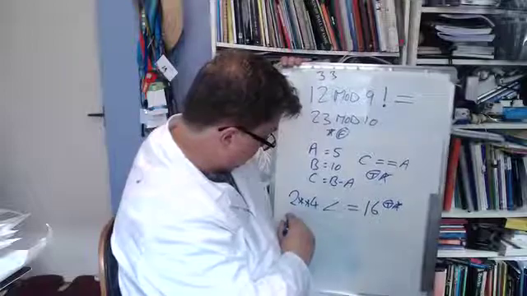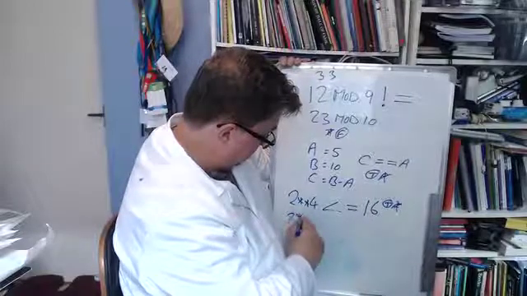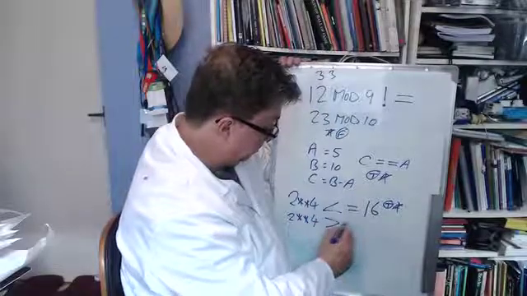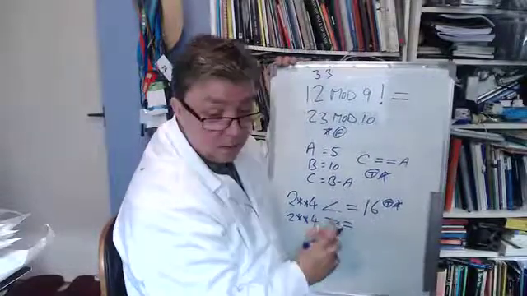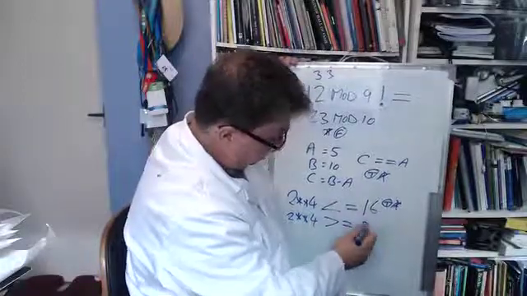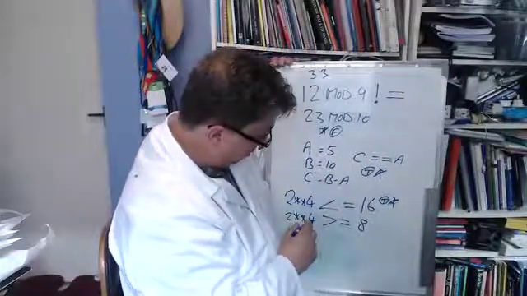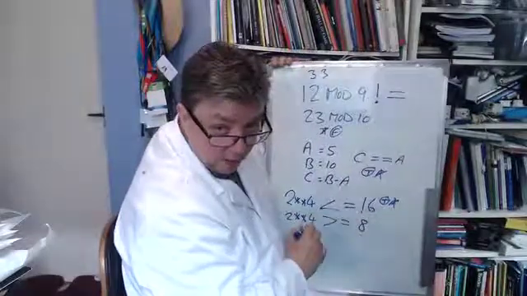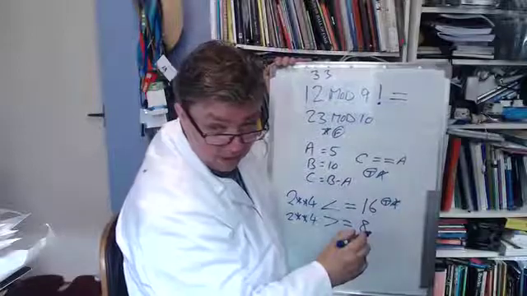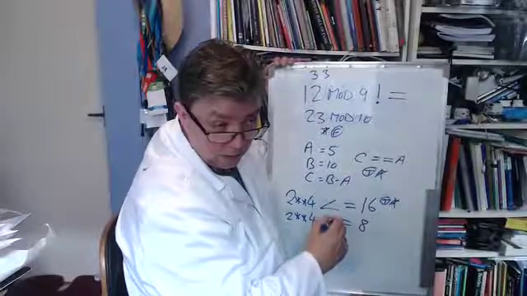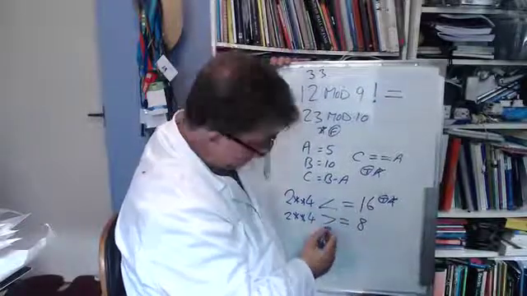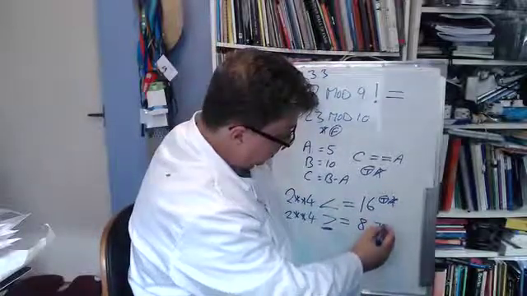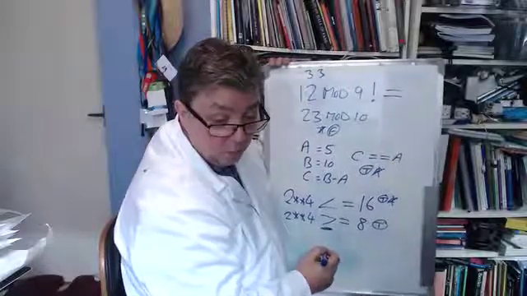Okay, so let's try another one. 2 to the power of 4 again, but let's reverse it. Is 2 to the power of 4 greater than or equal to 8? Well, we know 2 to the power of 4 is 16. So 16 is greater than 8. So again, that would evaluate out as true.